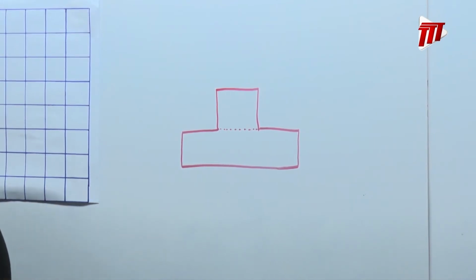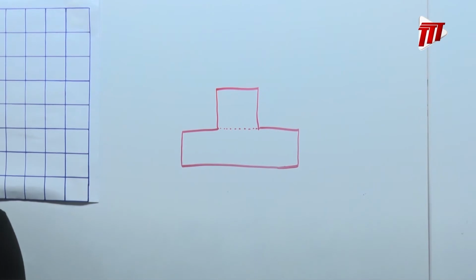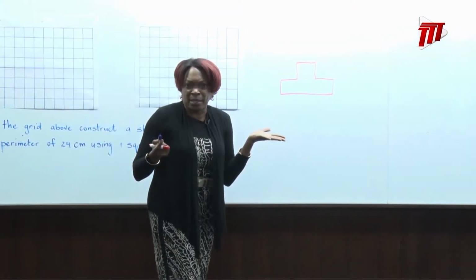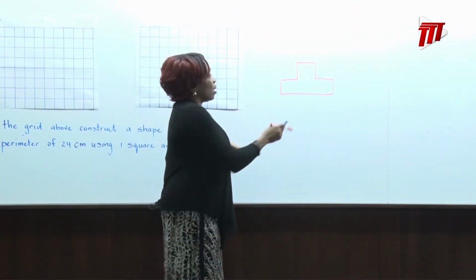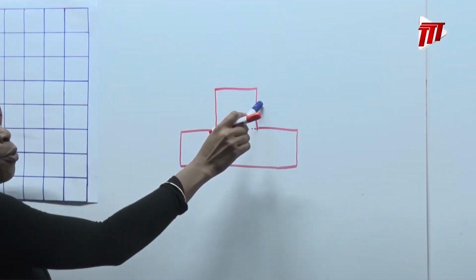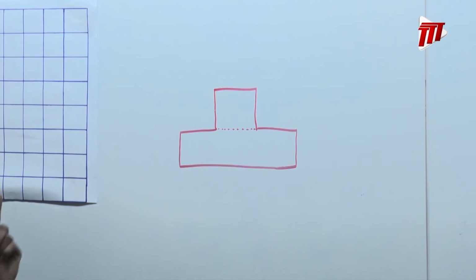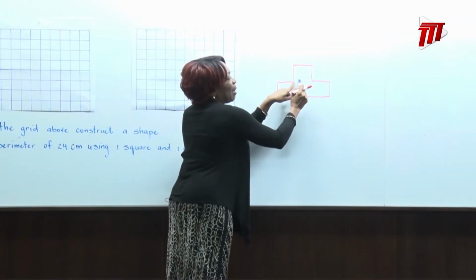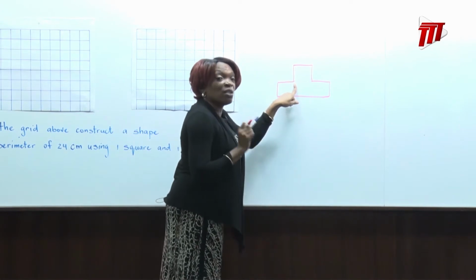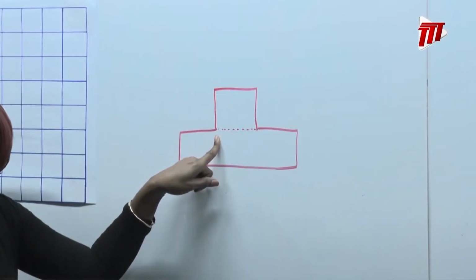Remember, it is your choice. Let us say you want your square to have dimensions of 3 centimeters. So it would be 3, 3, 3, 3. Bear this in mind. Remember, all 4 sides must be 3 centimeters. But I want you to remember this. Remember, this part is joined on to the rectangle.